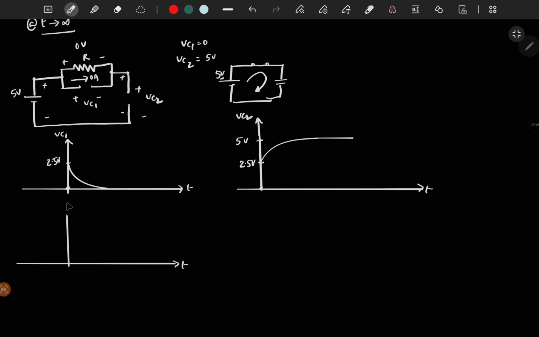If you draw IC1, then see, IC1 is C times dV by dt, right? So for t less than 0, Vc1 is 0, so IC1 is also 0. But at t is equal to 0, Vc1 is changing abnormally. It is changing suddenly from 0 to 2.5. Which means there is an impulse current flowing through the capacitor. So at t is equal to 0, I can represent it with an impulse current with the magnitude of C1 times dV by dt, right? Which is nothing but C1 times, so this change is 2.5, so it is 2.5 C1.